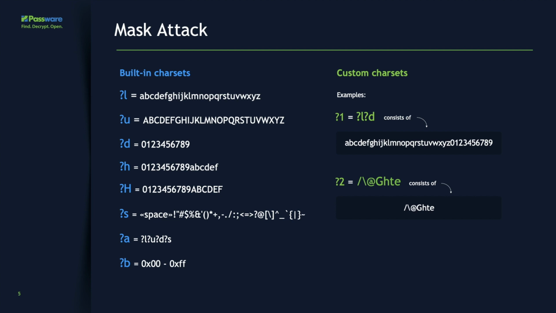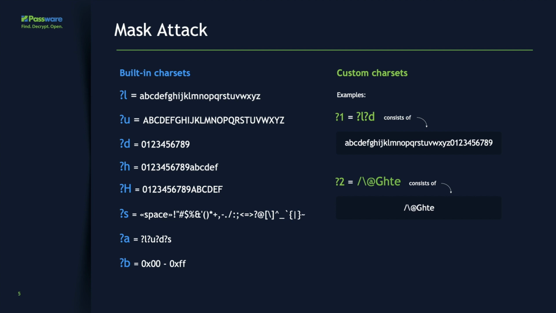A mask is a string that configures how password candidates are generated by using placeholders, and a placeholder can be a built-in character set variable, a custom character set variable, or a known character. A variable is indicated by the question mark followed by one of the built-in character sets. For example, ?l covers all lowercase letters, ?u uppercase letters, ?d is numbers, and ?s is symbols, and so on. You can see the full list of character sets on the left hand side of this slide.